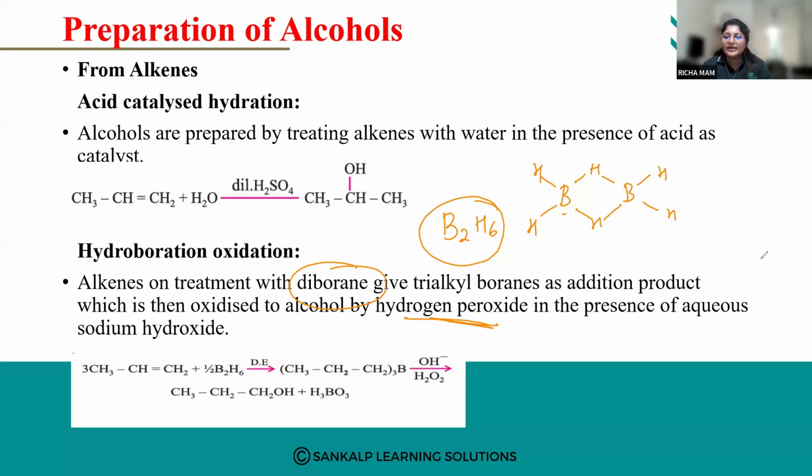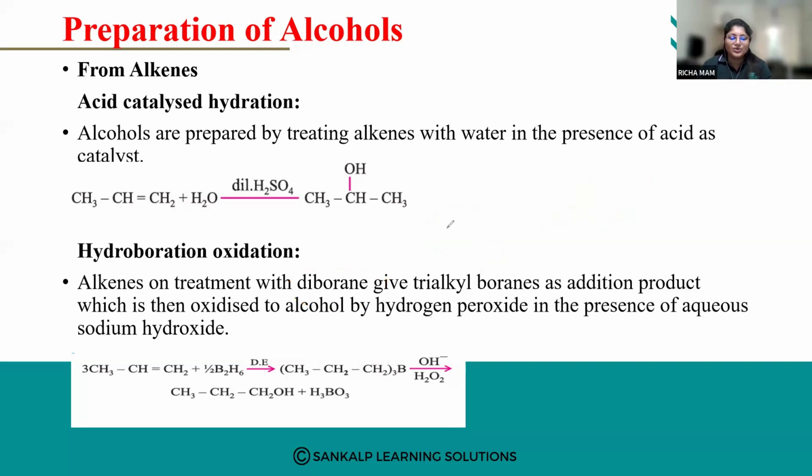Now let us do the reaction. We are going to take propene. Let me take the reaction as CH3, CH double bond CH2. So I have taken propene. I am going to add to that HBH2 twice. This is the diborane. Diborane is B2H6, so that is why I have written it like this as BH.